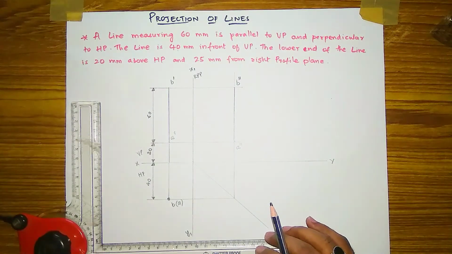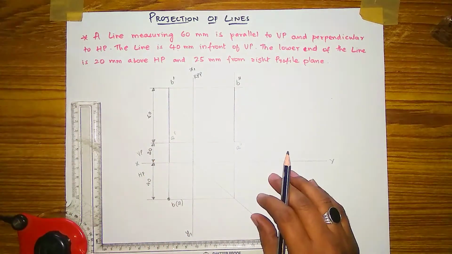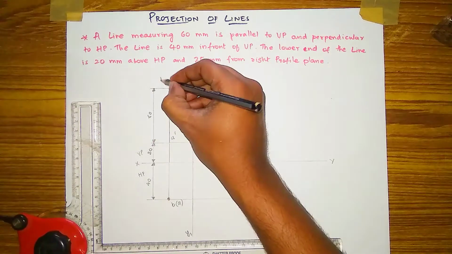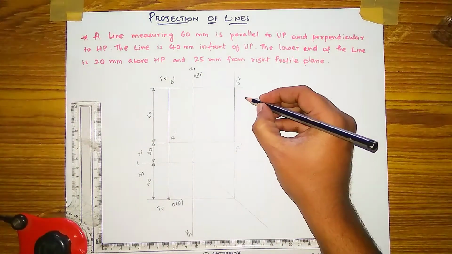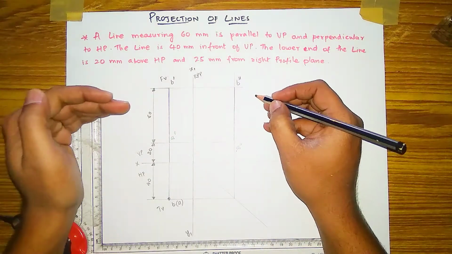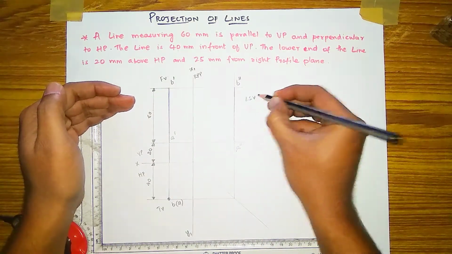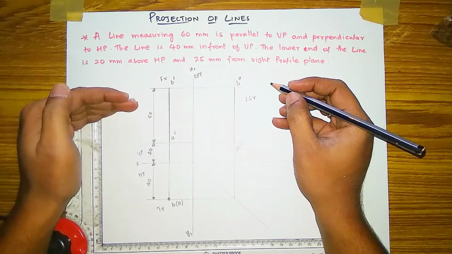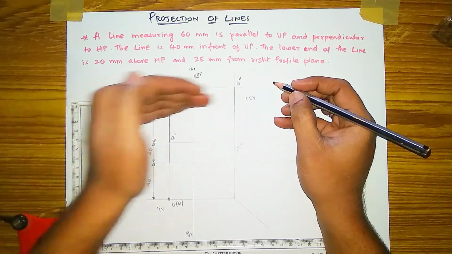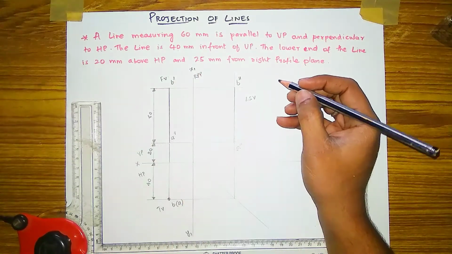Okay. Then after, this is the complete solution. This is the front view, this will be the top view, and this will be the left side view. That means you have to see this front view from the left, how it looks on the left side view.